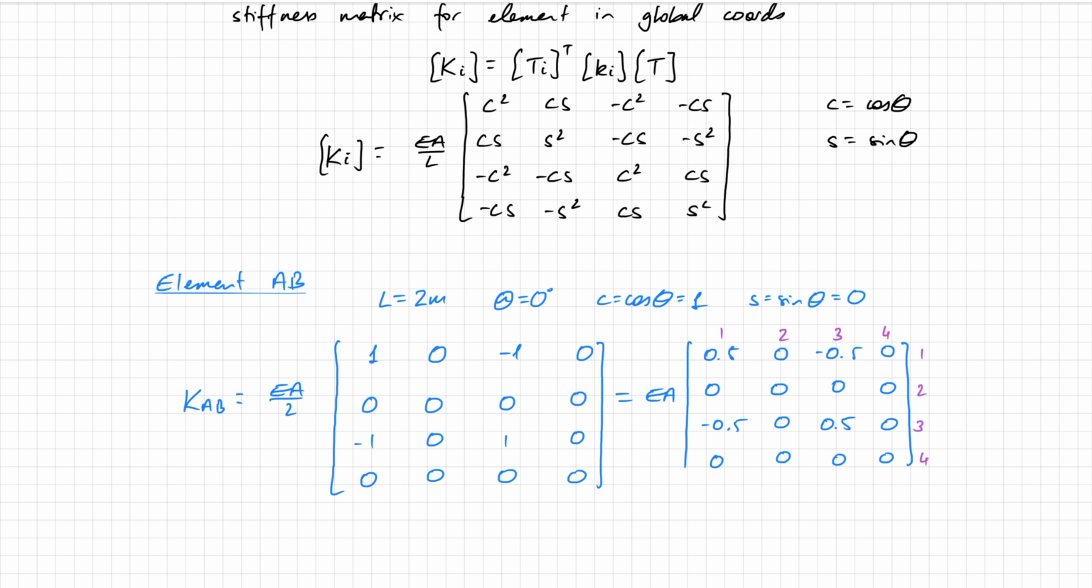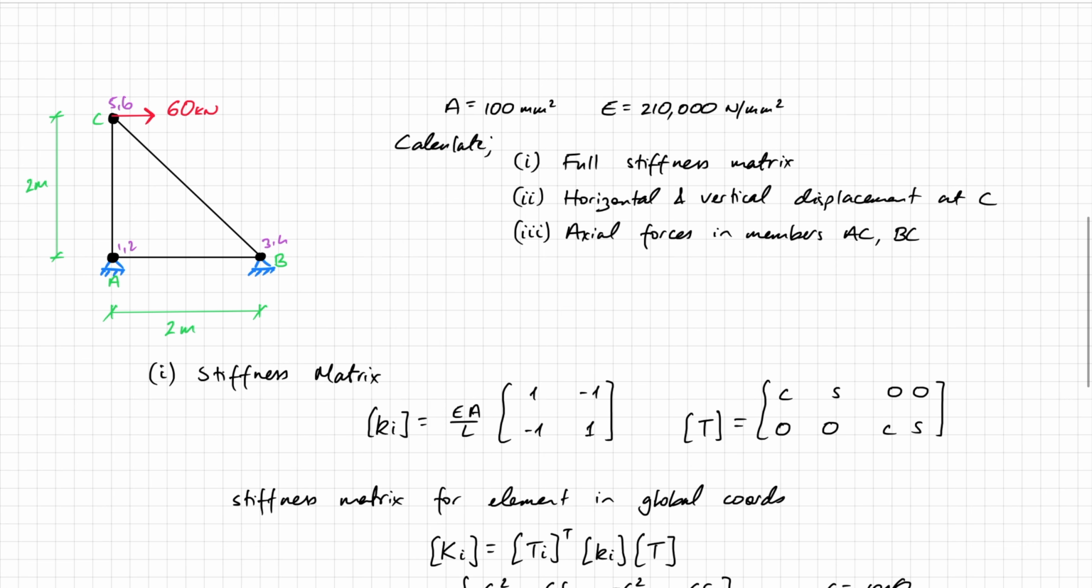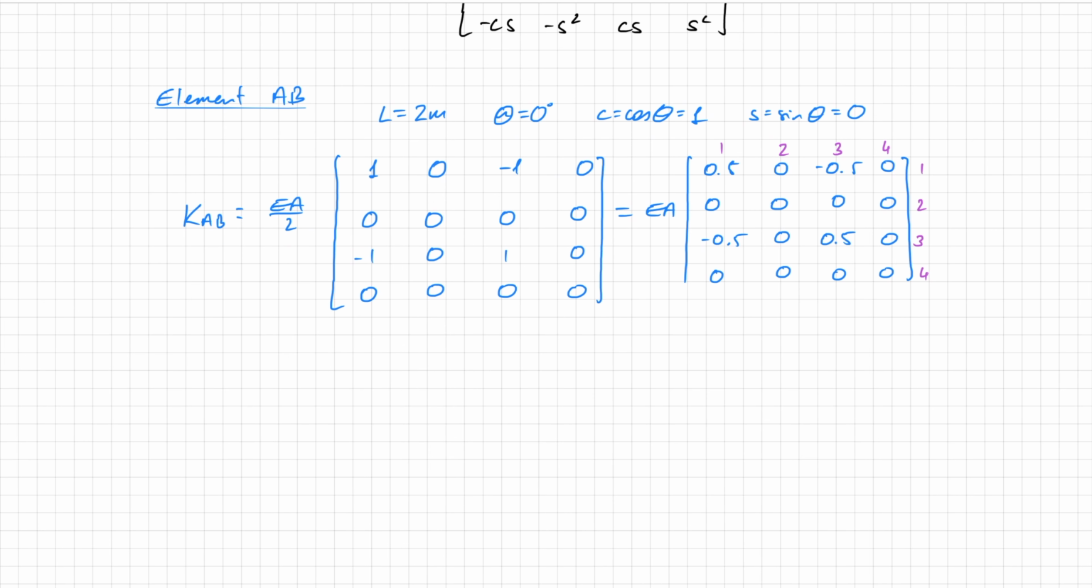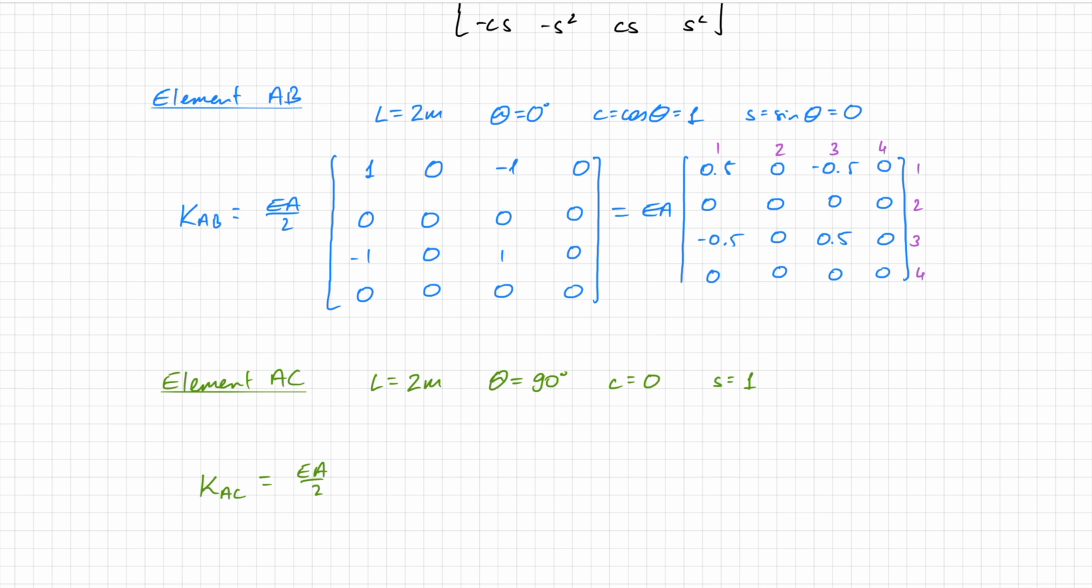Okay, let's move on to element AC. Element AC, we can see here, is this vertical element between degrees of freedom 1, 2, 5, and 6. If I write that down, and I'm just going to choose a different color for this, element AC has a length of 2 meters. In this case, theta is 90 degrees, which means that C, which is cos theta, is 0, and S, which is sine theta, is 1. In the same way, I can use that matrix after transformation like before and get the EA over 2 because the length is 2.